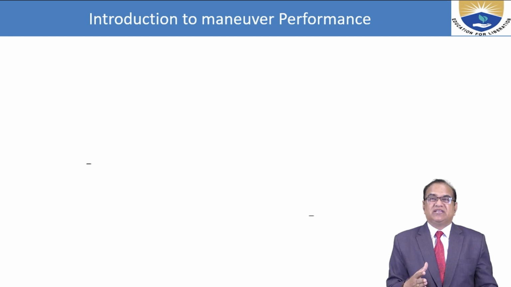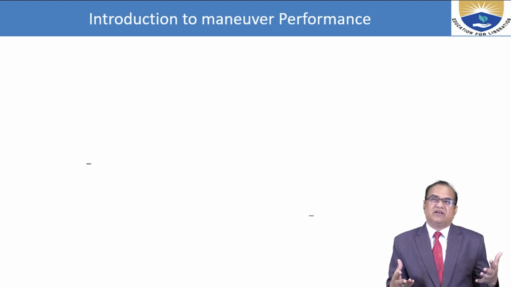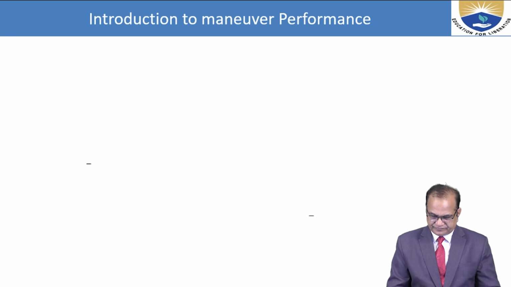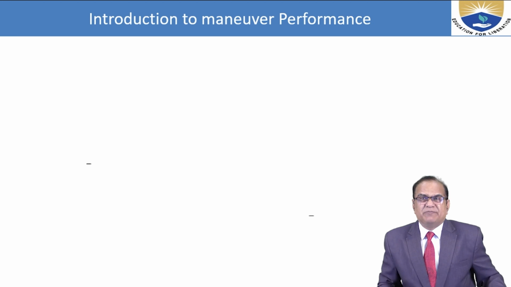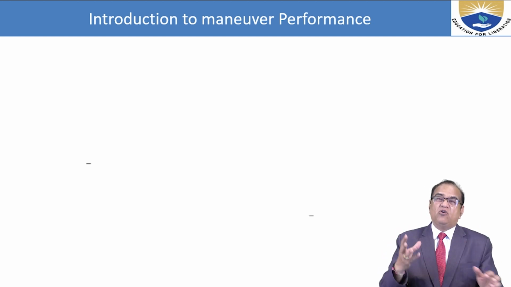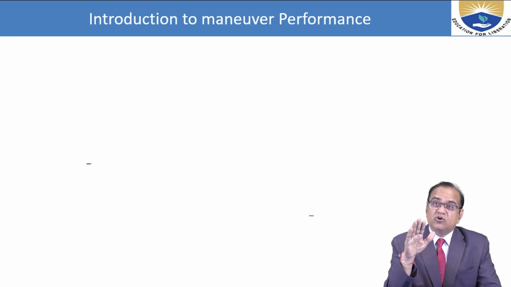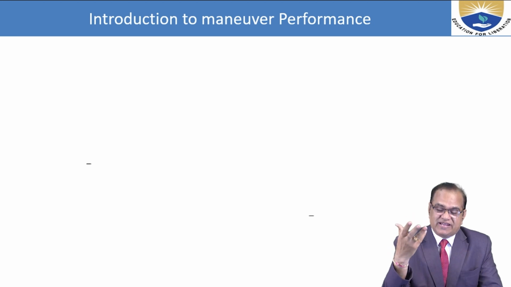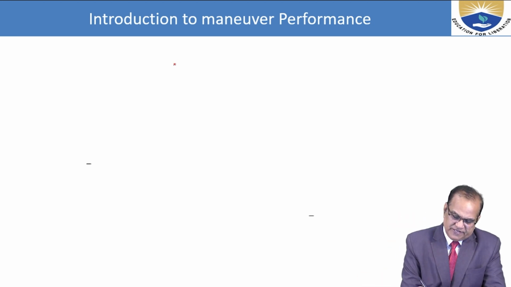We have also seen before the climb performance, in that rate of climb, time to climb, maximum velocity for maximum range, endurance and all; these things I have covered. We have also seen in the previous lecture how the banking is done, and if the banking is done, your load factor is increased. This load factor needs additional thrust which the engine has to generate.